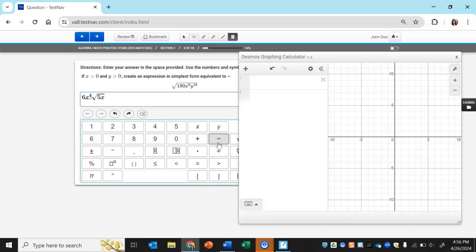I'm typing too fast. So y to the power of, again, you're going to do 16 divided by 2's. You want to see how many 2's I can take out, and I can take out 8 of them. And that's how I have to answer that.